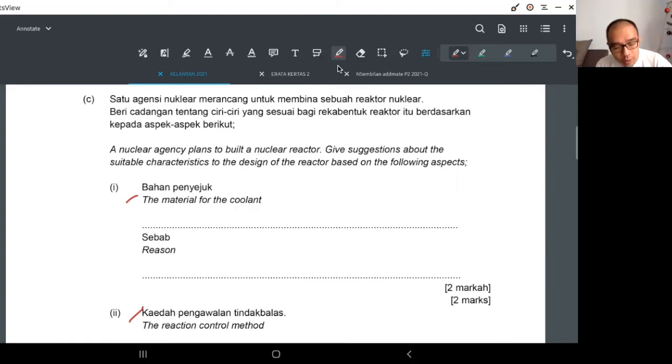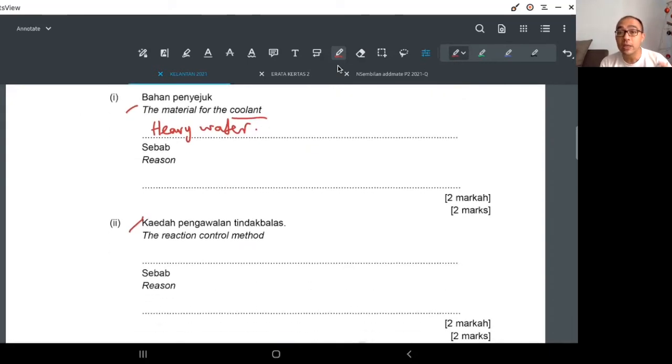Material for the coolant. Coolant is penyejuk. The nuclear reactor needs to cool down, and we use not just water, we use heavy water. It's a very specific answer for a very specific reason. We don't just use normal water, like the water that we drink from the tap, but we use heavy water. And the reason for this will be high specific heat capacity. Heavy water has a higher specific heat capacity than normal water. How they make the water heavy is a part of physics which I have not yet really explored. I remember reading about it, but I can't remember off the top of my head now. But I know that heavy water and high specific heat capacity are very closely related.